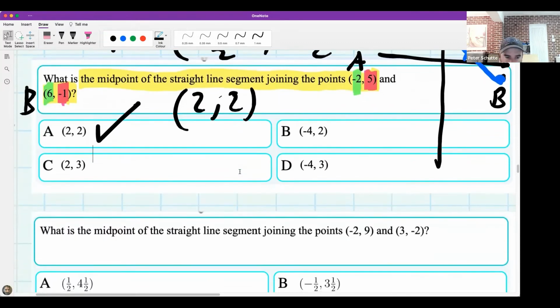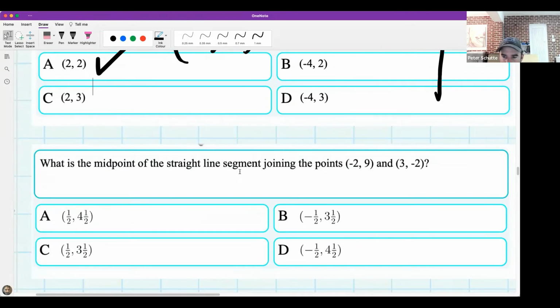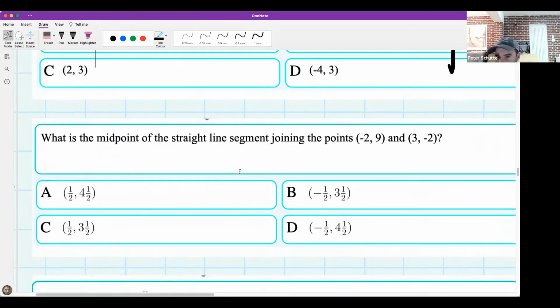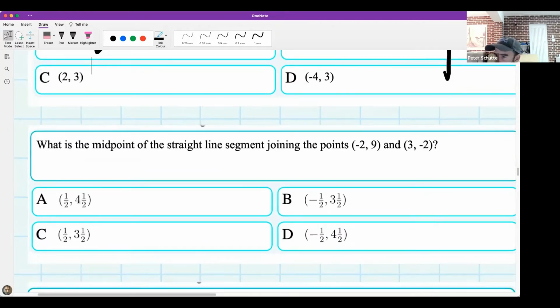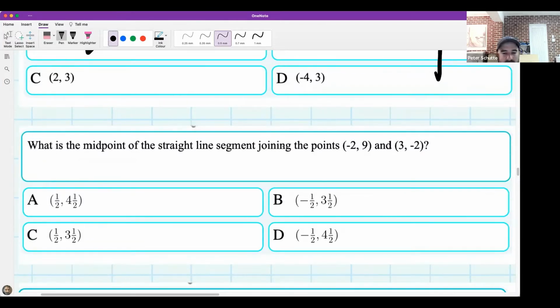Oh, well, fantastic. Let's take it up a notch with a few more fractions. So what is the midpoint of this one? Okay, and this is a little bit trickier because the numbers are a bit more negative and a bit more interesting. So over to you guys. Show me you've got it.